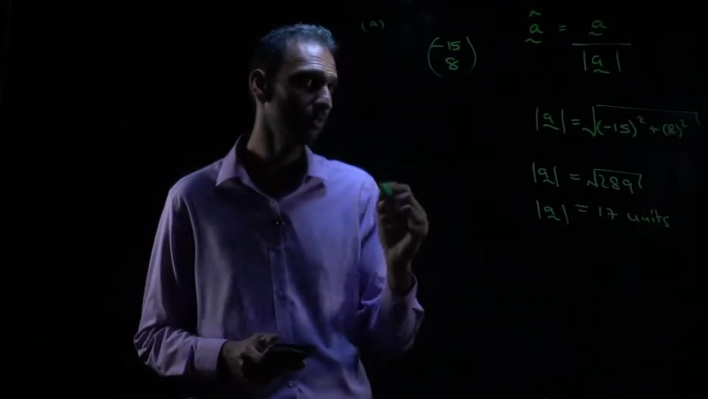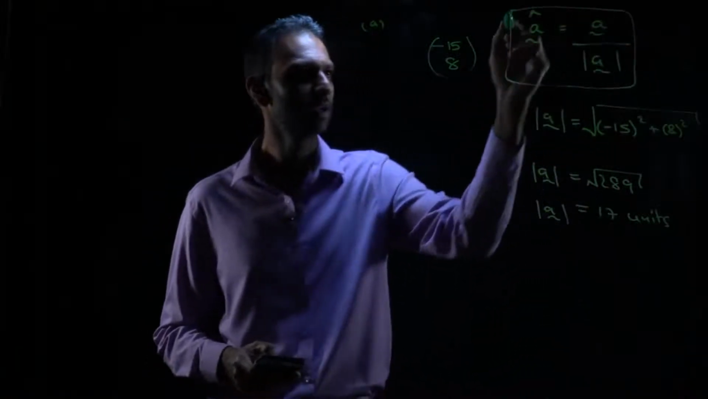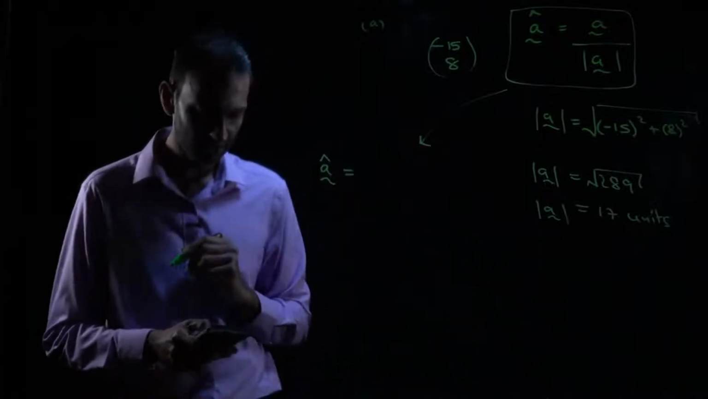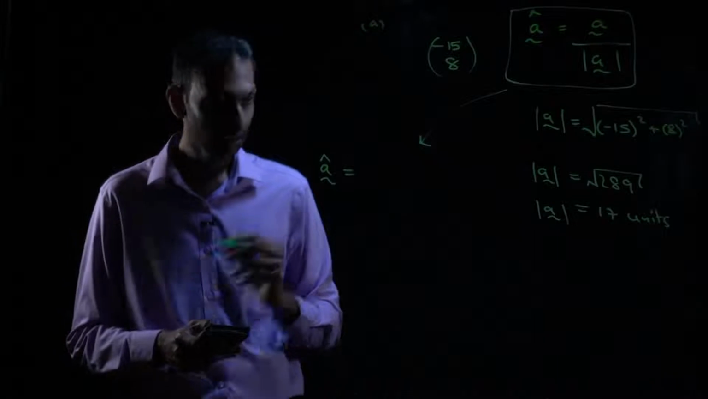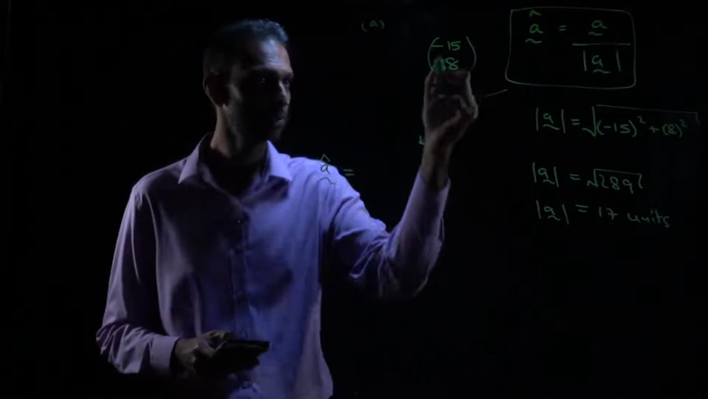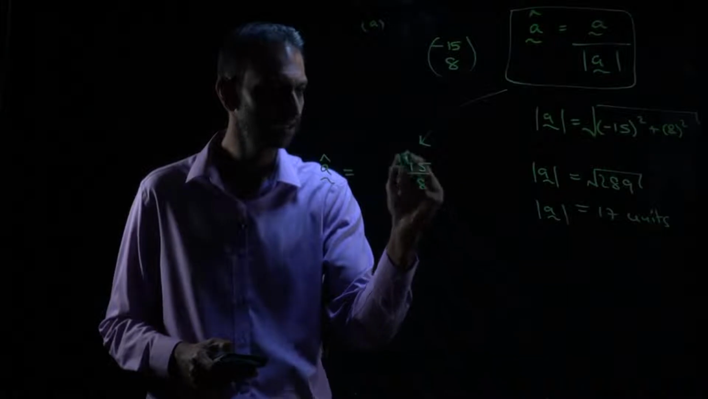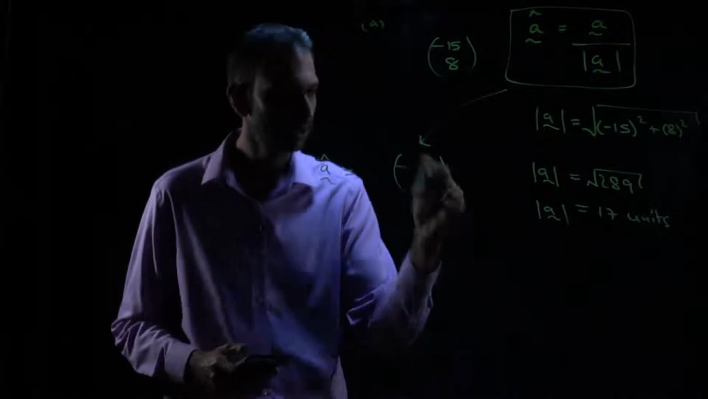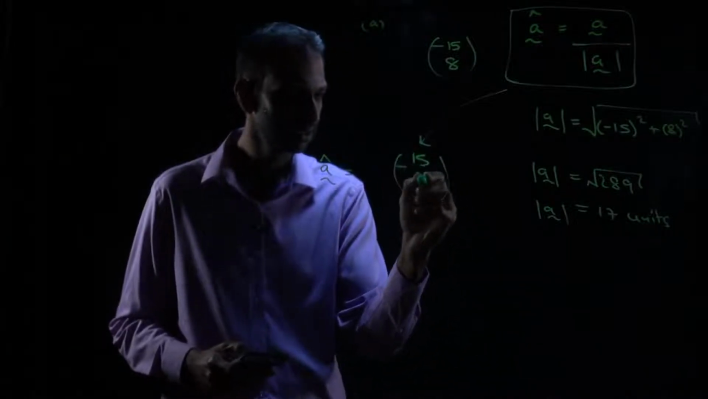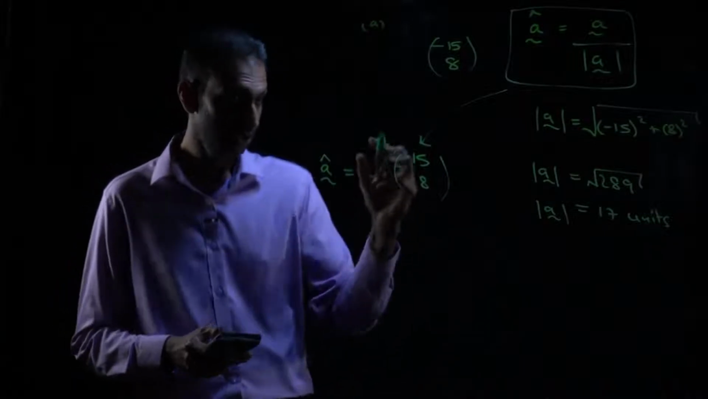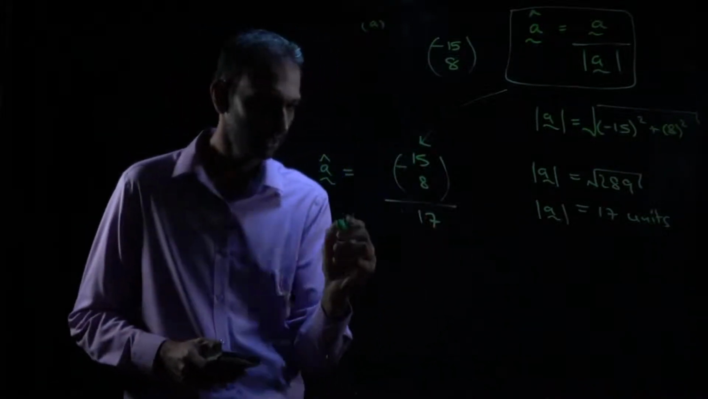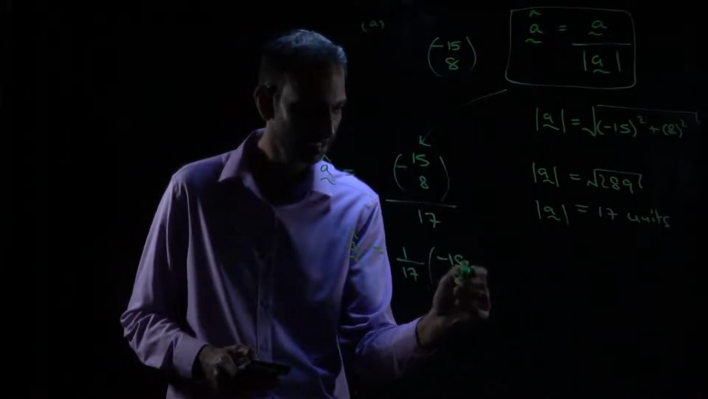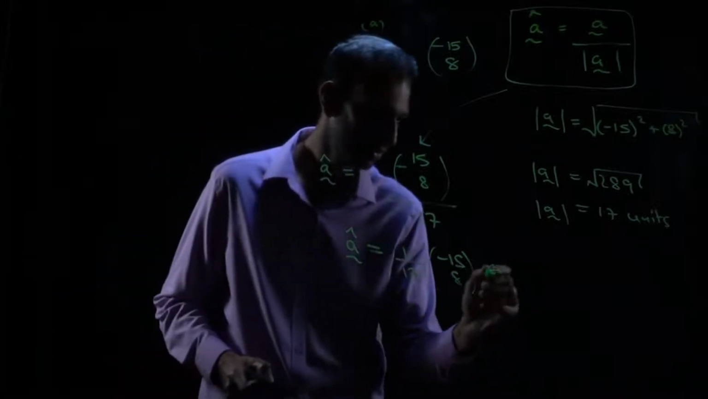Now don't forget, we need to find the unit vector. I'm going to use that formula. So the unit vector, let's call it A unit vector, denoted by the cap, is the vector, which is minus 15, 8. Let me remove the bar there, so it's not division, it's just a column vector, minus 15 and 8, divided by the modulus of the vector, which is 17. This can be nicely expressed as 1 over 17 times minus 15 and 8, so that's the answer for the unit vector.